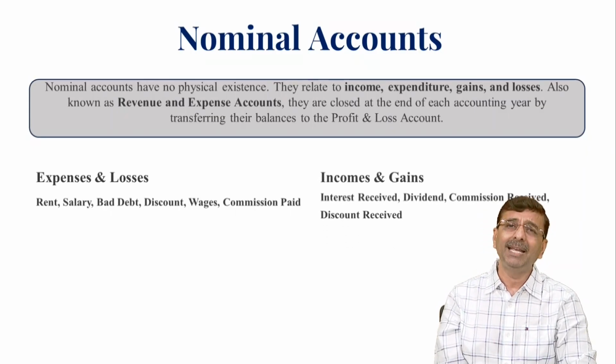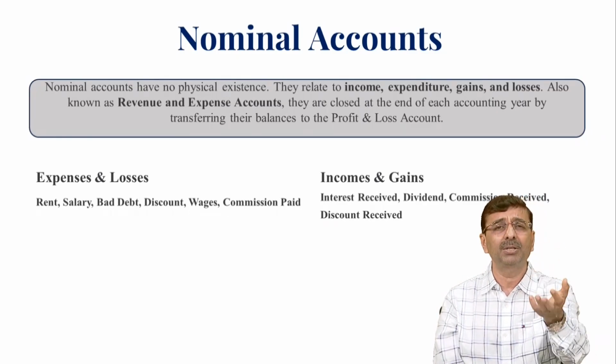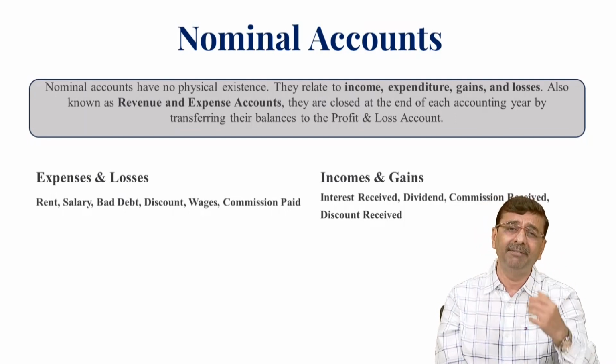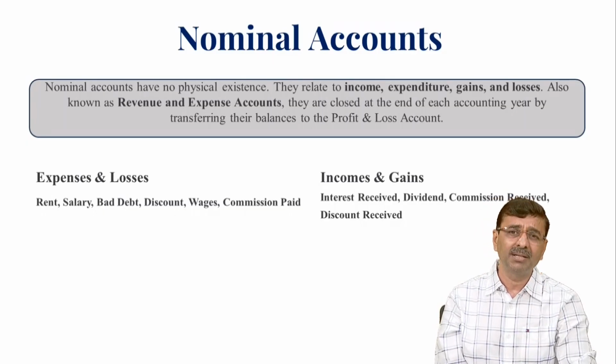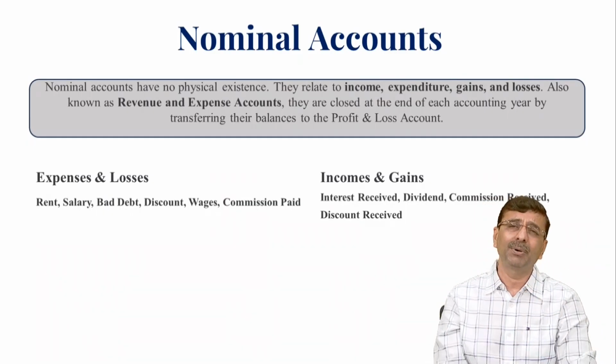Then there are incomes and gains. You might have some amount of investments and then you receive interest. Maybe you have some shares, then you receive a dividend. Maybe you receive some commission because you are doing a brokerage business, or maybe you are receiving some discounts. So these are the incomes, right? So expenses and incomes you have identified.